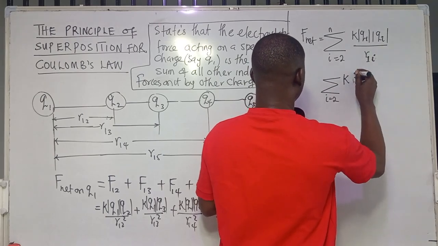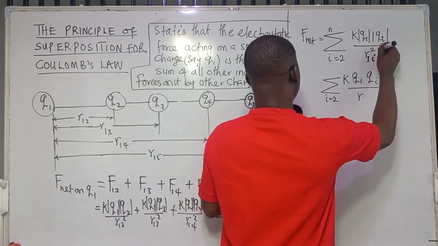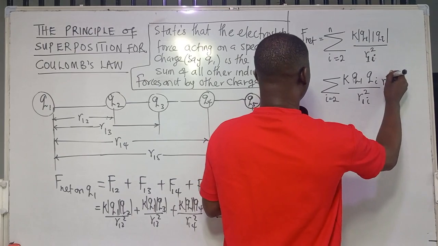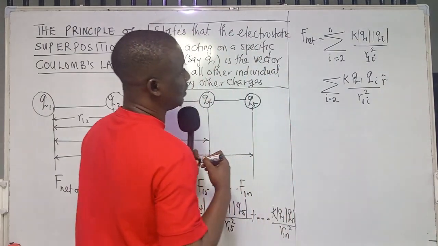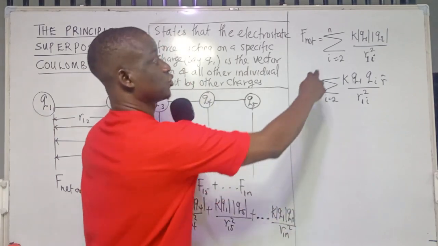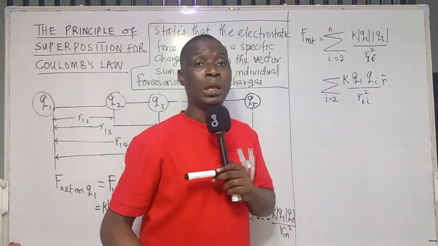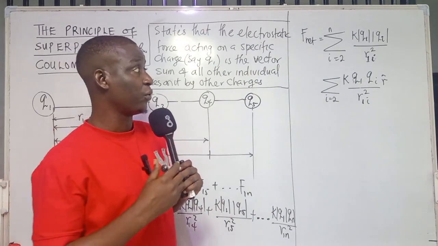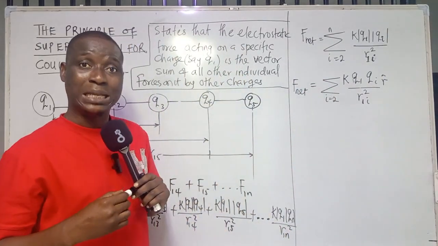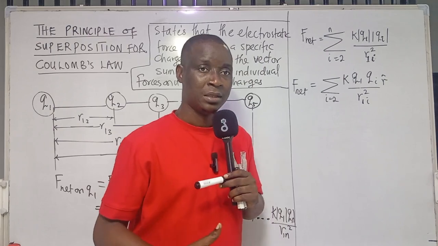Then another way you can write it: k Q1 Qi over r1i squared, then put the unit vector there. That is another way you can write it. So that one will also indicate the direction, because sometimes this one is talking about only the magnitude. This one indicates direction for us to know which direction the net force is heading. Don't forget, force is a vector. So we must know the direction in which the net force or the forces are acting. So that is just that.